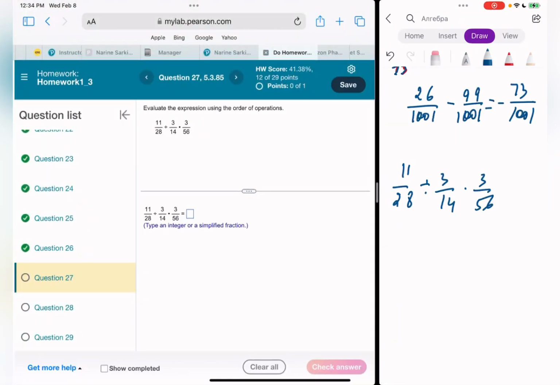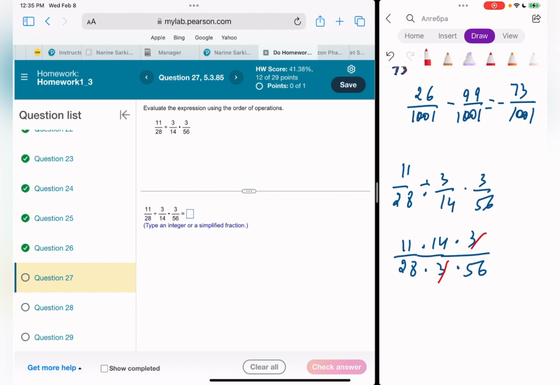So it's division. So first we divide and second multiply. Let's divide. 11 over 28. Since we divide, that means I'm flipping. 14 over 3. And next is multiplication. I leave it the way it is. Okay. So this 3 and 3 is gone. 14 and 56. Let me see. 6 times, 3 times. No. 4 times. Yeah. 14 and 56.